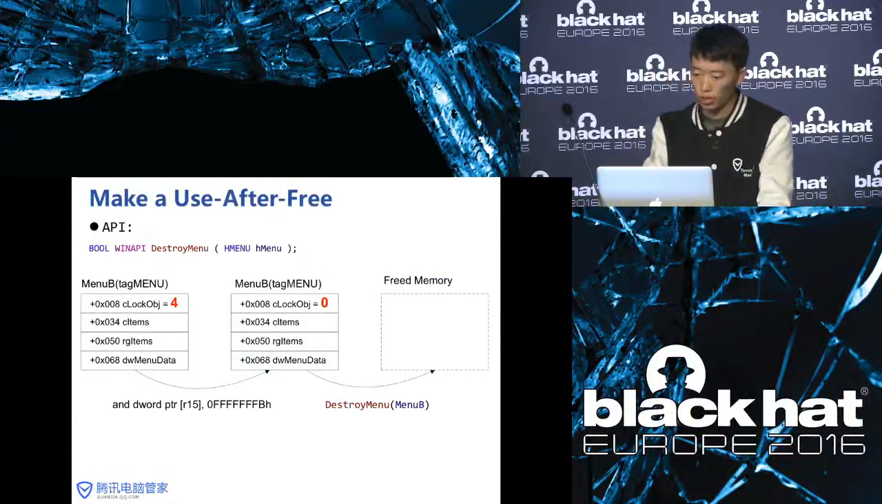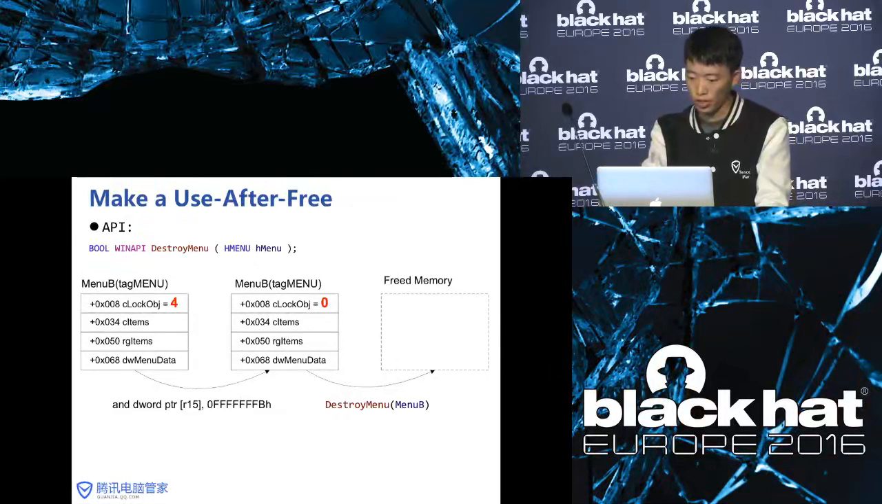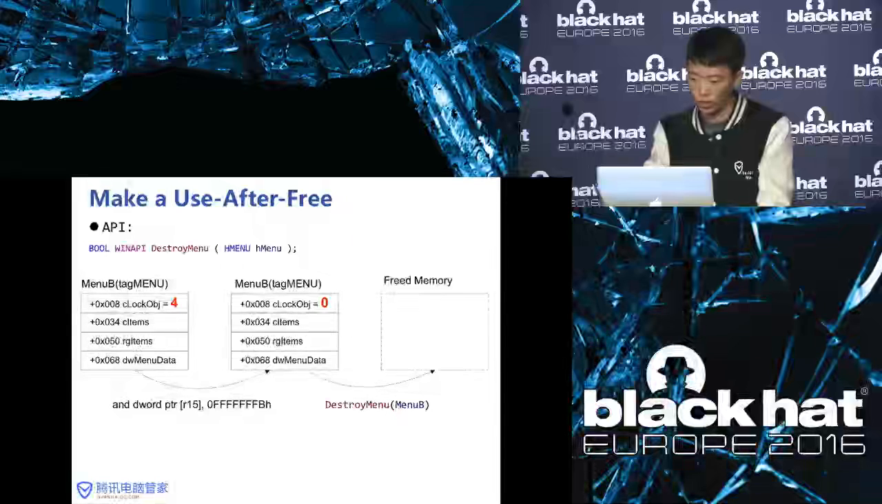If we call DestroyMenu to destroy menu B, we will fail because the lock object of menu B is 4. The system refuses us to do so. With the help of the overflow and the R15 register, we can turn the lock object of menu B to be 0. What can we do now? So we can destroy menu B, freeing the memory of menu B. To be noticed that the spSubMenu is still pointing to menu B, the freed object.